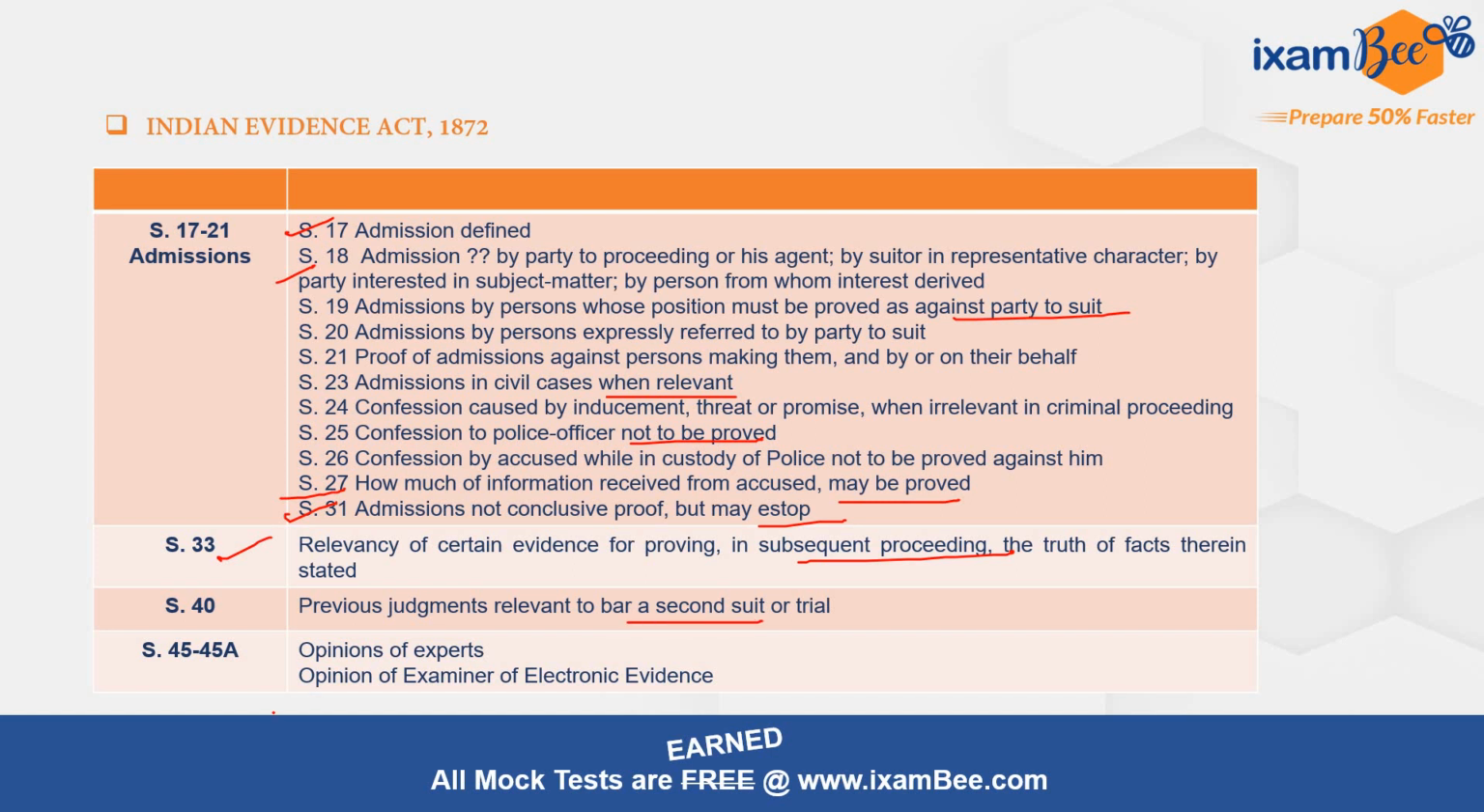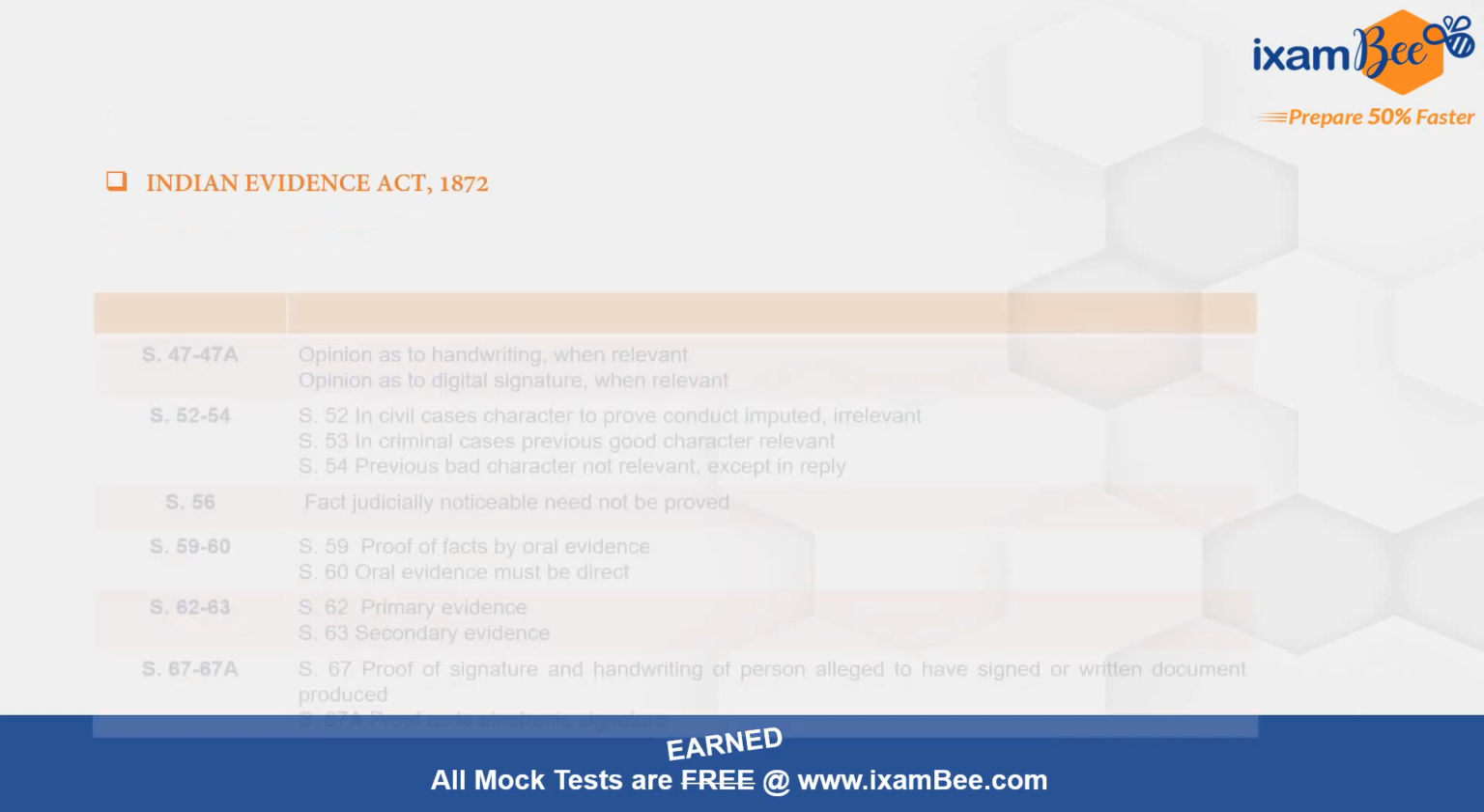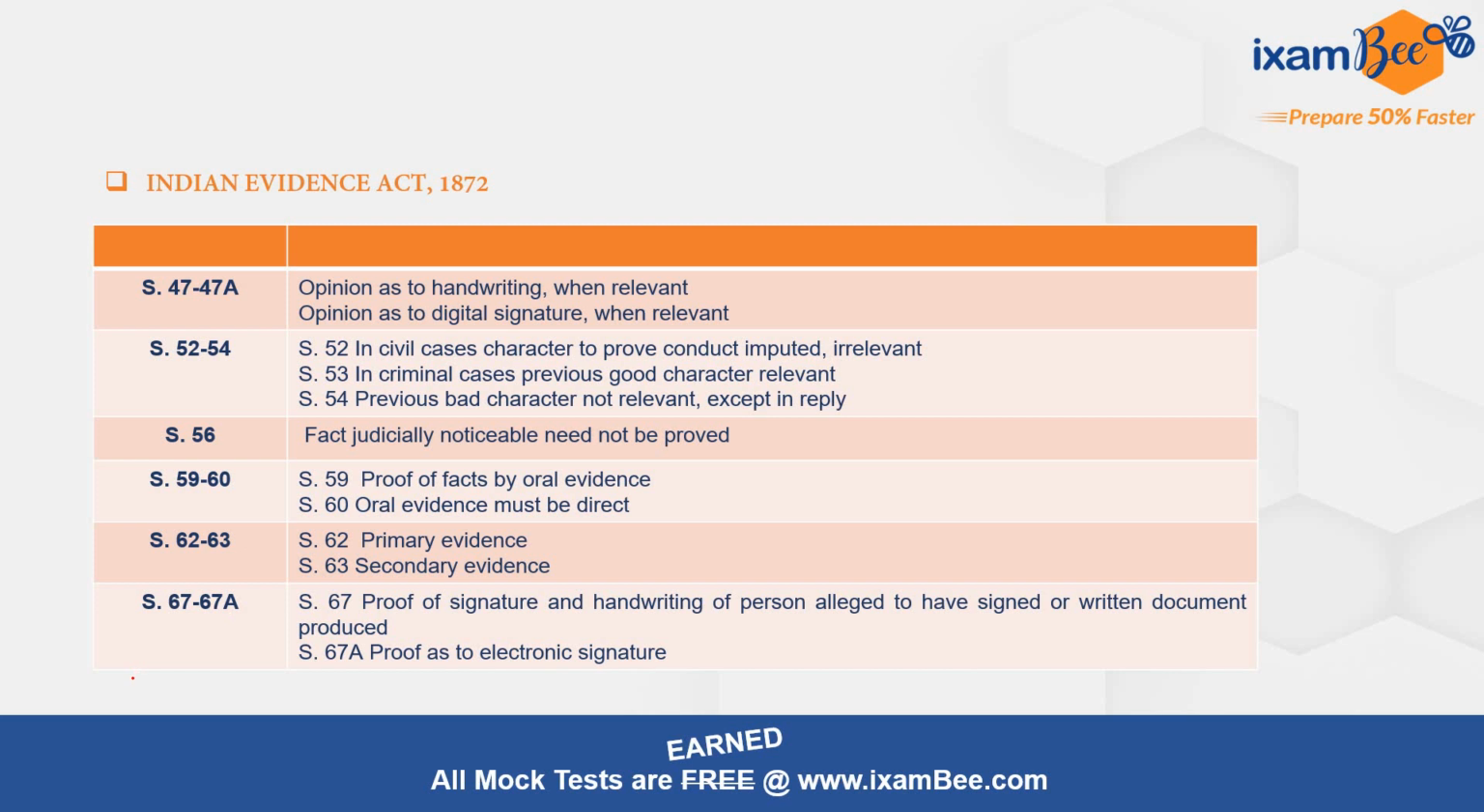And then section 45 and 45A are important, talking about opinions of experts and of examiners of electronic evidence. So these provisions are all important. Then you can see section 47 and 47A, which are related to opinions as to handwriting when that is relevant, or to digital signature when that is important. So the provisions of section 47 and 47A are covered.